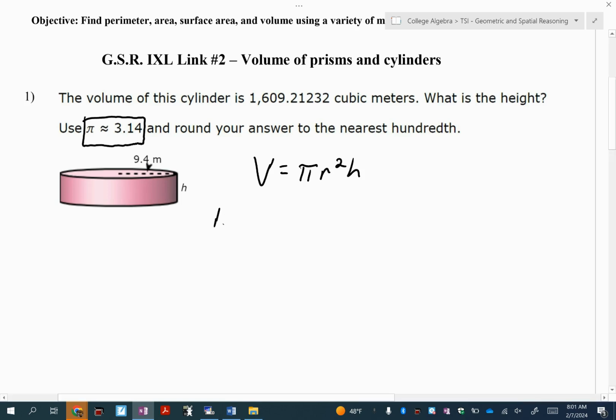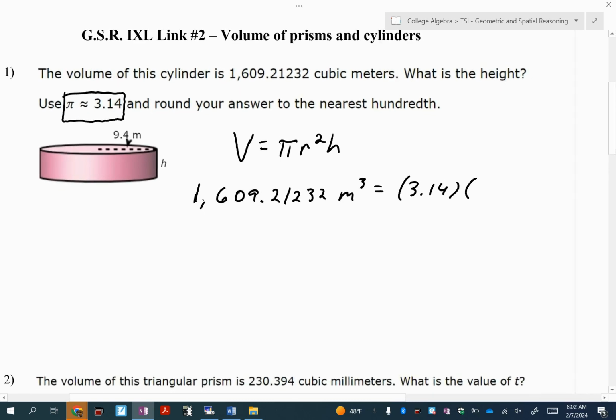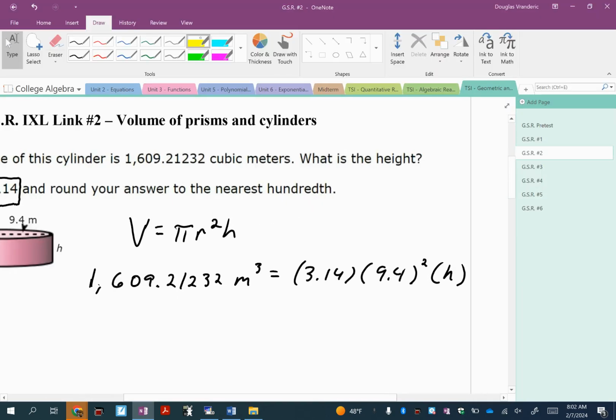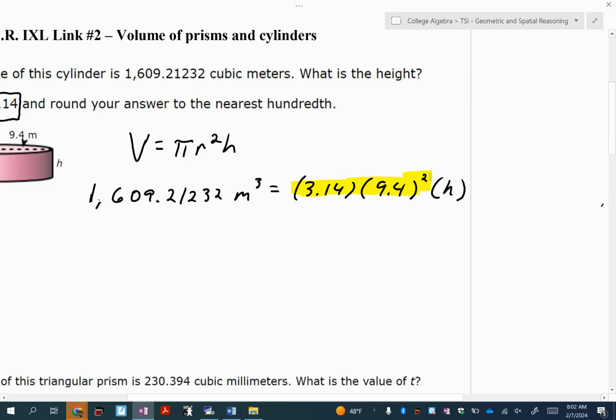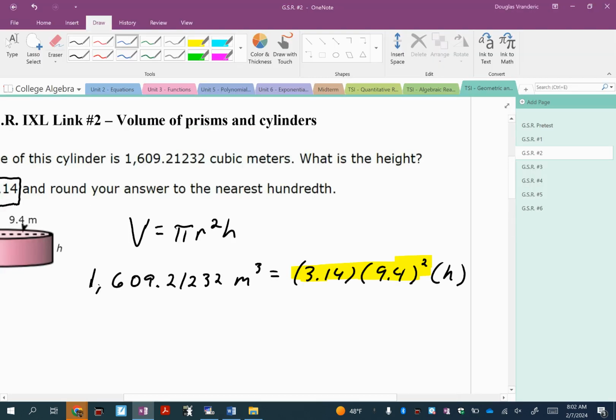So I'm going to replace volume with 1,609.21232, and that's cubic meters, equals 3.14. What is my radius? 9.4, very good. And that's squared, and then times the height, which I don't know. So to get the height by itself, I'm going to move all of this to the other side with division. So I'm going to divide both sides.